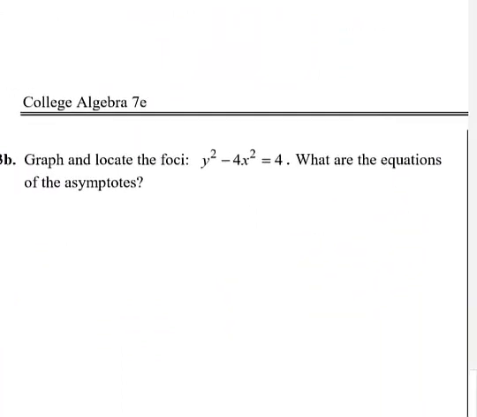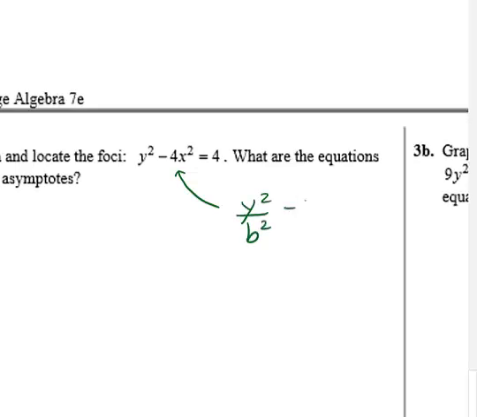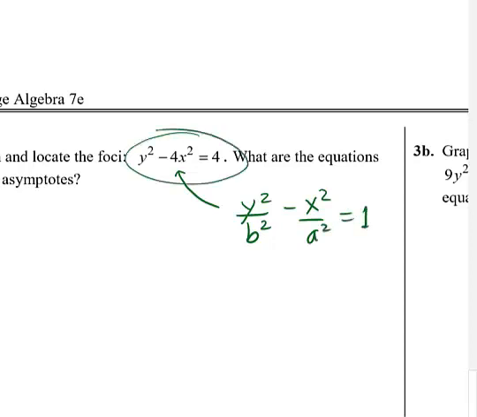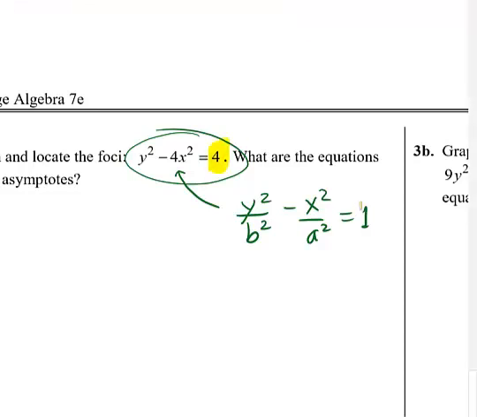These ones are a little weird because they're not in the right form. This one doesn't quite look right, but it should be in this form: y squared over b squared minus x squared over a squared. I'm writing y first and then x because that's how they have it. Now the difference is that there should be a 1 on the right side of the equation. This is not a 1, but it should be. So I need to manipulate this before I do anything else on this problem.